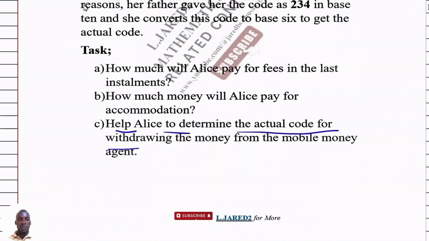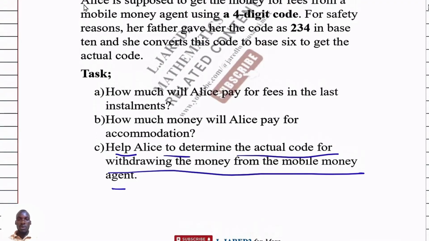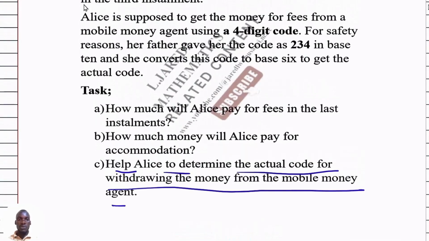We can now proceed to part C of our item, which reads, help Alice to determine the actual code for withdrawing the money from the mobile money agent. Remember, they gave us the code here. They said Alice is supposed to get the money for fees from a mobile money agent using a 4-digit code. For safety reasons, her father gave her the code as 234 in base 10, and she converts this code to base 6 to get the actual code.